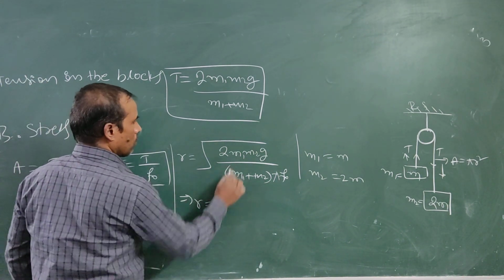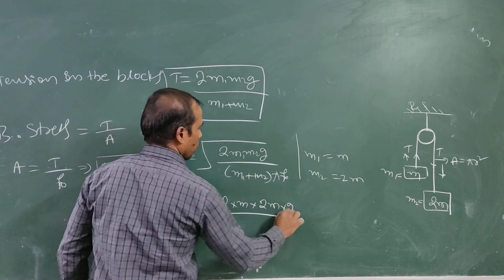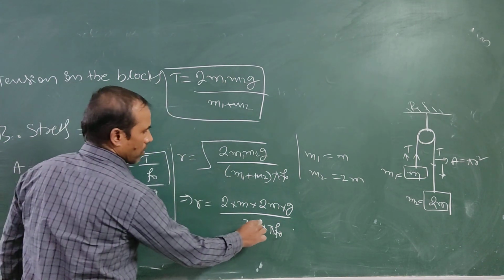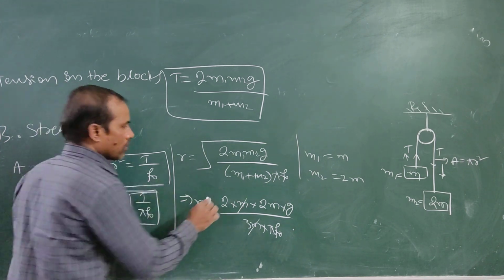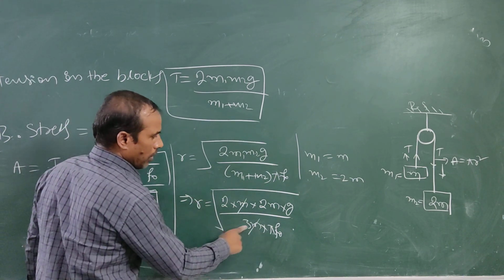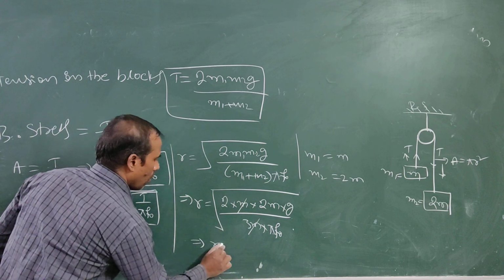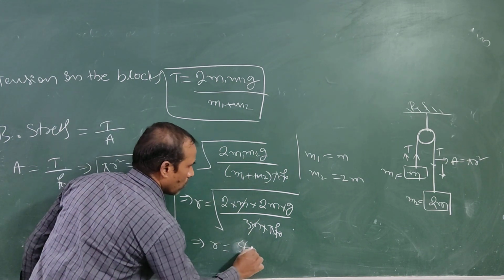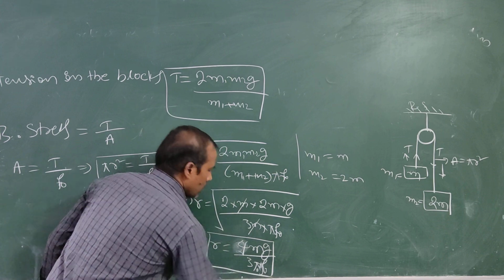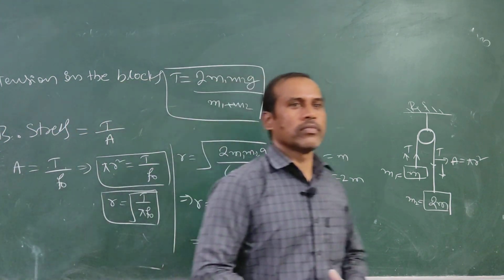Simplifying, r is equal to 2 into m into 2m into g by (m plus 2m), that is 3m, into pi F naught. The m gets cancelled under the root. So 2 into 2 is 4 mg by 3 pi F naught, where F naught means breaking stress. So r is equal to under root of 4 mg by 3 pi F naught. This is the radius of the given wire, this is the answer. Okay, thank you.